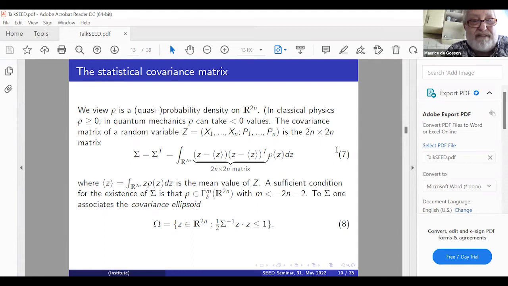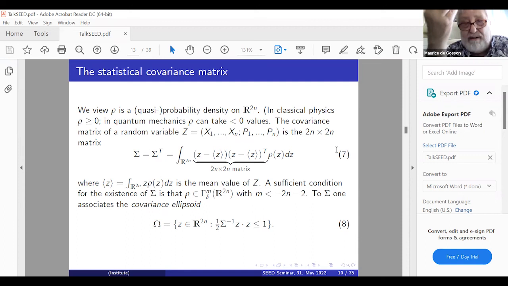Observe that what you get here is a 2N times 2N matrix because the Z transpose comes at the second place. It's a condensed way of writing that instead of writing it term-wise. The Z between brackets here is just the mean value or the average value of Z. And a sufficient condition for the existence of sigma is again that rho belongs to some Shubin class with M sufficiently small, because then you will have convergence.